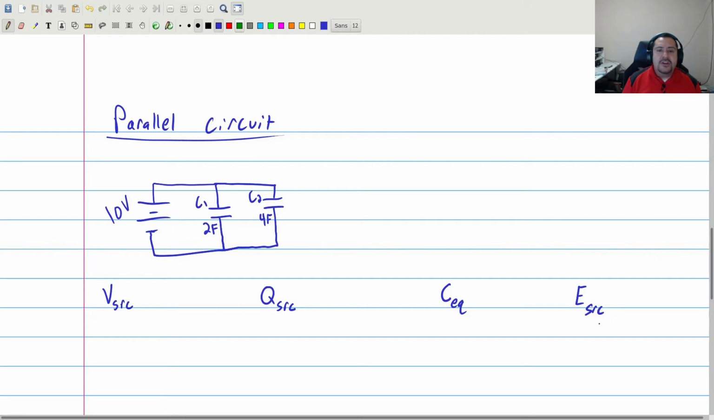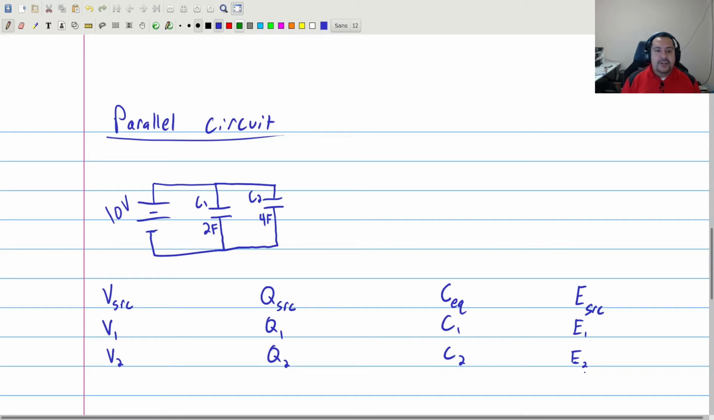Okay, then we're going to write one line for each of the capacitors. So we're going to have voltage 1 and voltage 2. We're going to have Q1, the charge stored in capacitor 1, and Q2, the charge stored in capacitor 2. C1 and C2, the capacitance of each of those, and E1 and E2. Each of those has their energy.